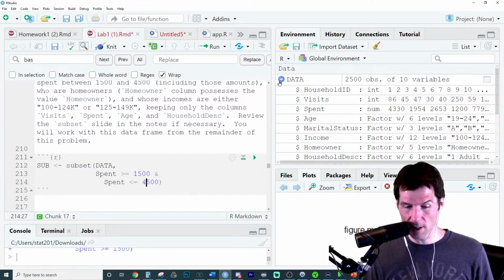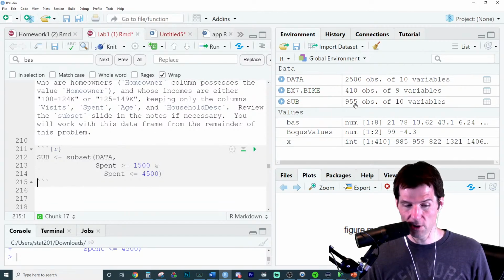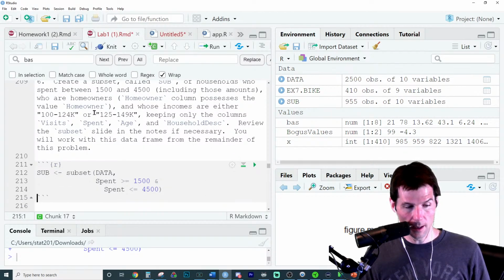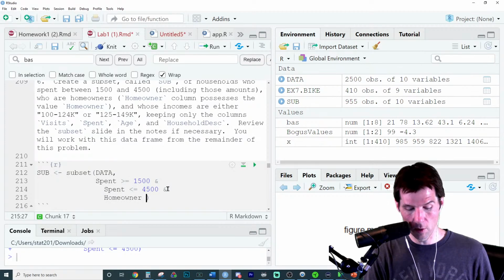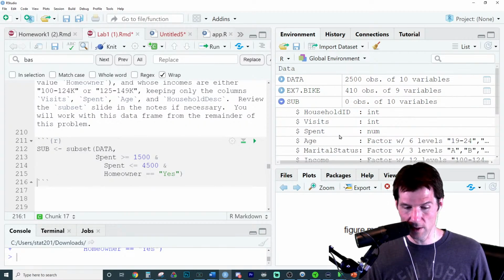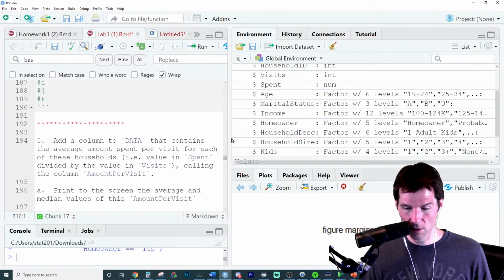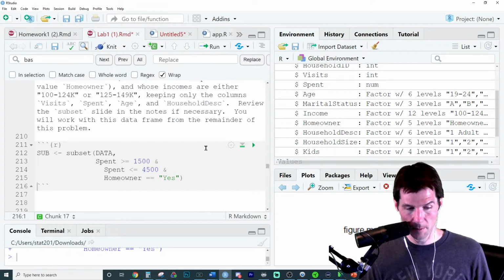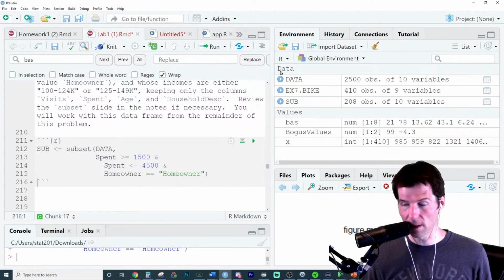I'm going to watch this subset every time to make sure it decreases, to make sure I'm subsetting further. I also still have certain variables who are homeowners. So we need homeowner equals yes, do we? So now they need to be and a homeowner equals yes. Oh, see, we misspelled something. Homeowner equals, is it homeowner? Double check. It's homeowner. There we go. Now we actually have a subset.